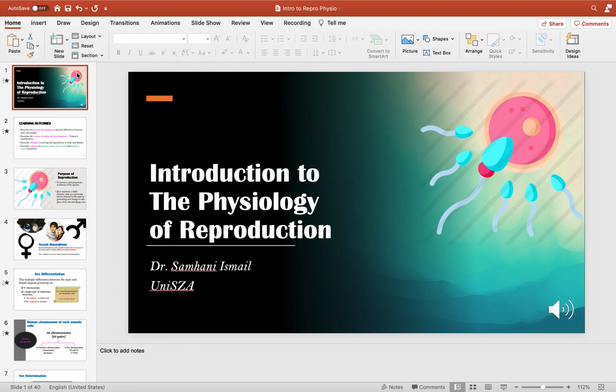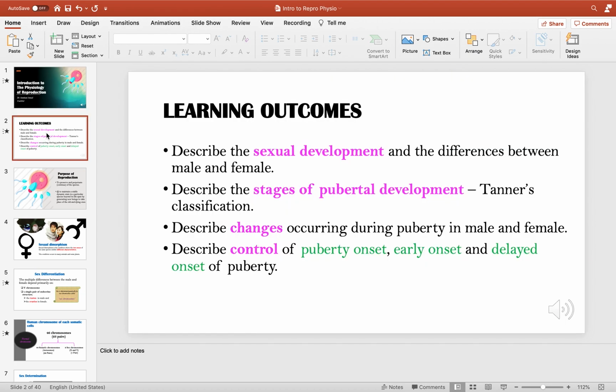Introduction to Physiology of Reproduction. Learning outcomes: describe the sexual development and differences between male and female, describe the stages of pubertal development, describe changes occurring during puberty in male and female, and describe control of puberty onset, early onset and delayed onset.